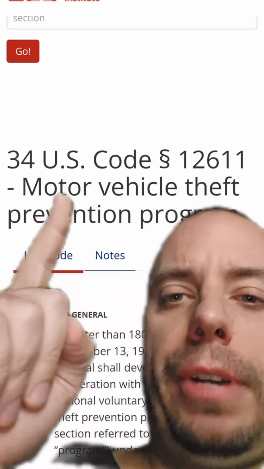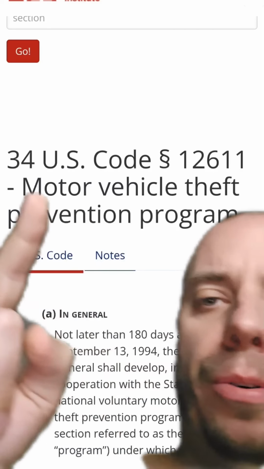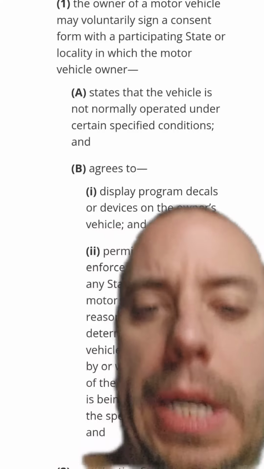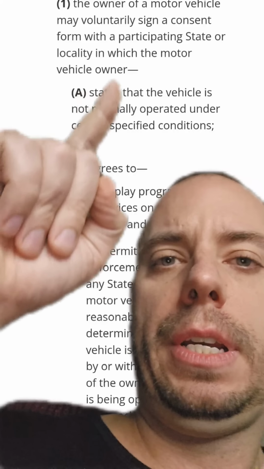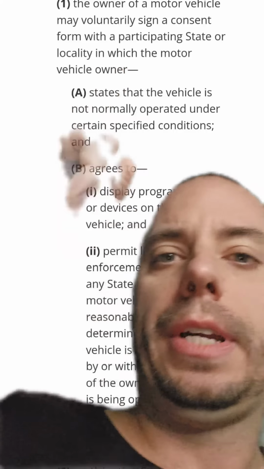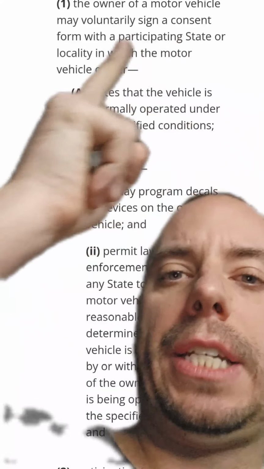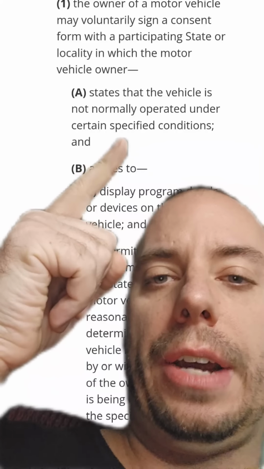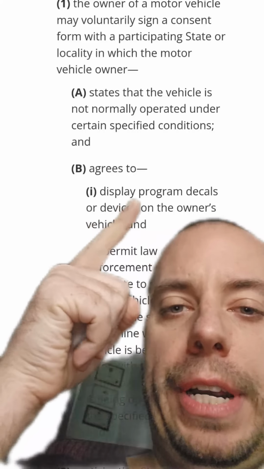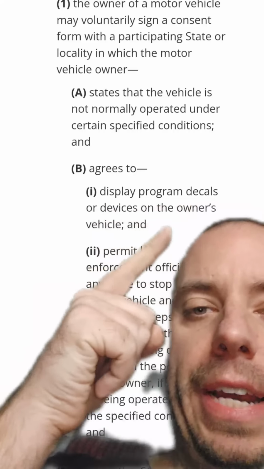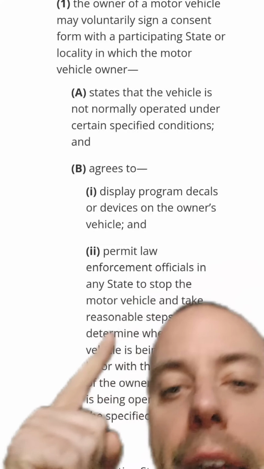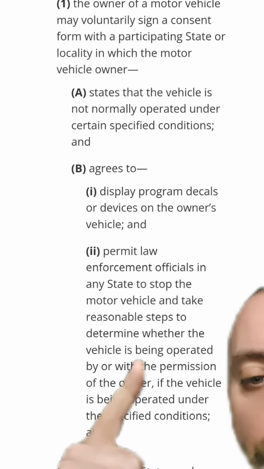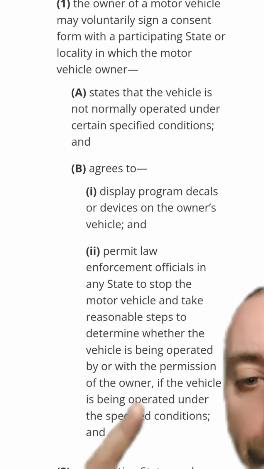As far as I can tell, registration is the Motor Vehicle Theft Prevention Program from 34 U.S.C. 12611, and it's going to piss you off, probably. Motor Vehicle Theft Prevention Program. The owner of a motor vehicle, which is a commercial vehicle, may voluntarily sign a consent form where you basically say that the vehicle is not operated under normal specified conditions. You agree to display program decals on devices, which is probably the registration sticker, and it permits law enforcement officers in any state to stop the motor vehicle and take reasonable steps to determine whether the vehicle is being operated by or with the permission of the owner.